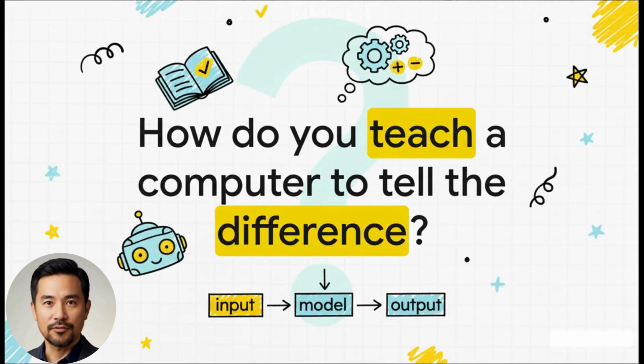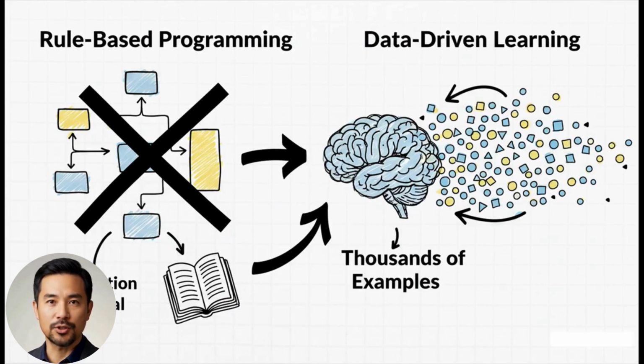How would you actually teach a computer to tell a lizard and a turtle apart? I mean, you might think you'd have to write out a huge list of rules, right? Like, if it has scales, if it has a shell, check the tail, and so on. But with machine learning, we flip that idea on its head. Instead of giving the computer a bunch of rules, we just give it data. Tons of it.